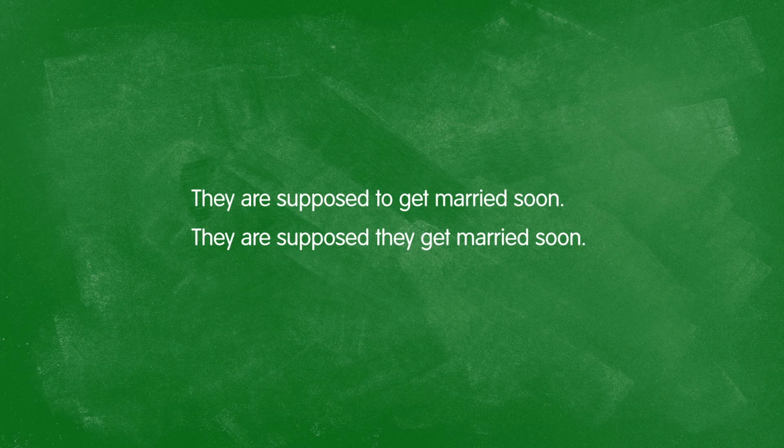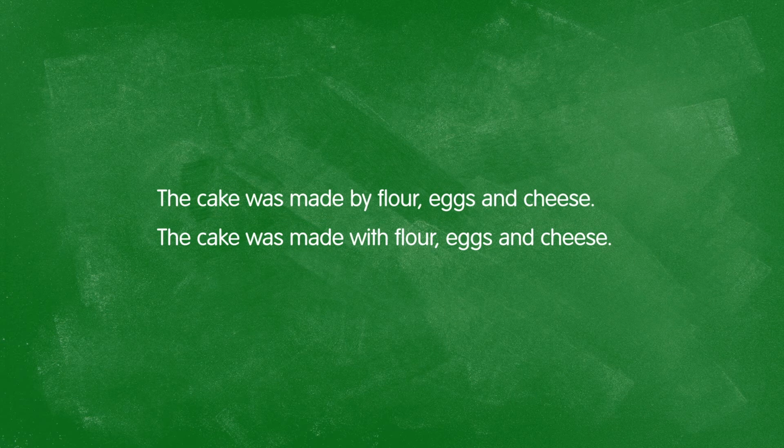First, they're supposed to get married soon, or they get married soon. Correct, it's the first one, supposed to get married. Remember the infinitive here. The next example, the cake was made by flour, eggs, and cheese, or the cake was made with flour, eggs, and cheese. Correct, it's the second. Here, flour, eggs, and cheese are ingredients, so we use with. By we use for actors or agents.